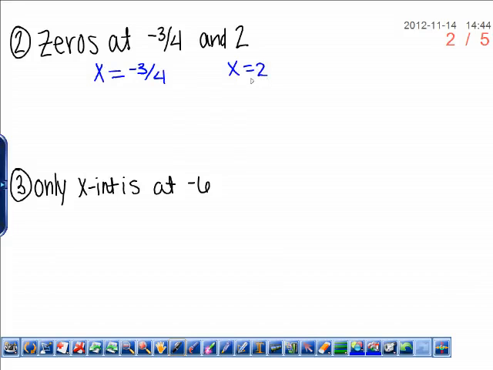Then what do we want to write it as? Factors. So how would I get this as a factor? Yeah, I would add 3/4 to both sides. So x plus 3/4 equals 0. What about this one? X minus 2 equals 0. Okay, and then what am I going to do? Not factor them. Yeah, we're going to multiply them.